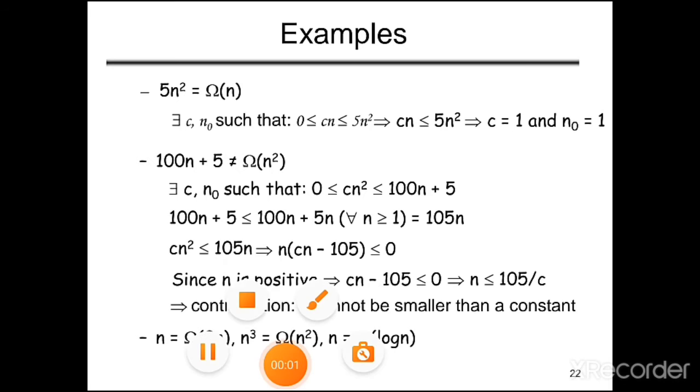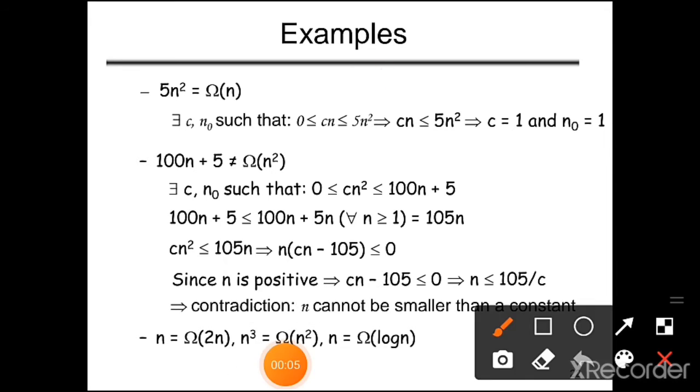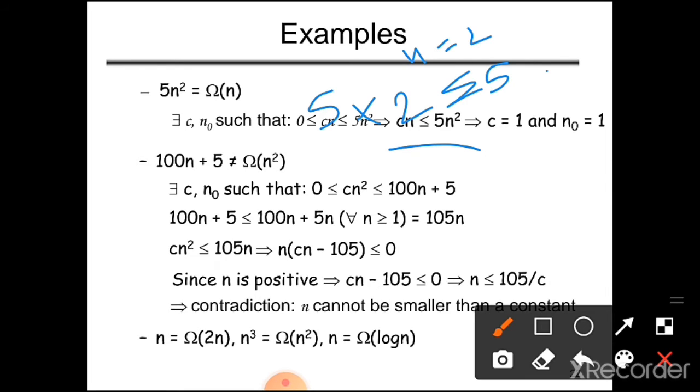Next, in this problem we are assuming the values 1 and 2 for n. When n is equal to 2, here 5 into c, where c is a constant, we assumed 5. 5 into 2 is less than or equal to 5 into 2 square. That is 10 less than or equal to 20. So this condition is true. So we assumed the value of c as 5.